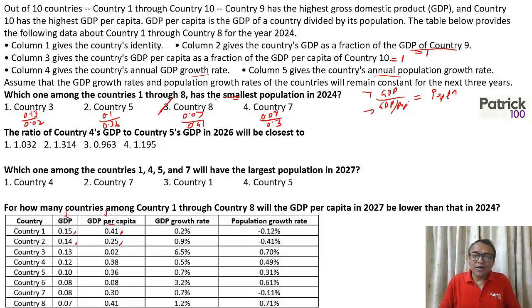So not a very difficult thing, as long as I know how to solve it, it becomes easier. No calculation required, no need of looking at a calculator. Minimum numerator, maximum denominator, country 8, you can directly mark as the answer.